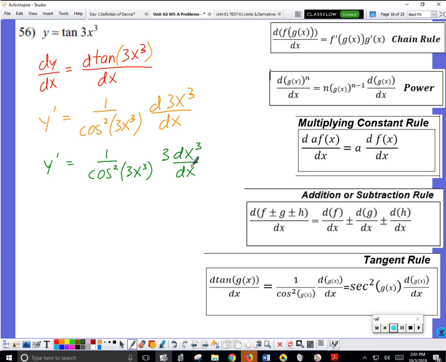So, please. Say it louder, Jane. Sorry. So the 1 over the cosine squared x cubed is part of our answer. So that's like, when we did 46, that's like the 3x. Yes. So we're not touching that part for the rest of the class. Correct.